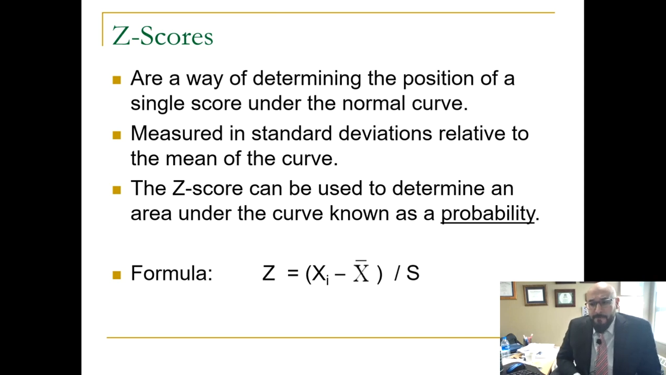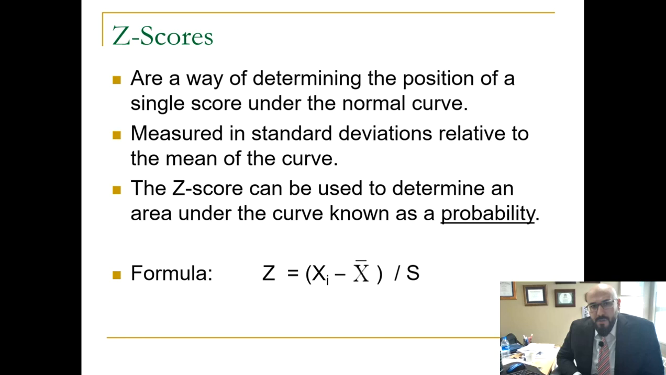You could say, I served this customer within 4 minutes and 20 seconds. Is this normal? If it's normal, where is it located under the normal curve? The z-score will help us determine the position of the single score under the normal curve, measured in standard deviations related to the mean of the curve. So we use the mean, which, as we know, is in the center of the normal curve. We need to determine whether the point is on the right side of the mean or the left side, or where exactly it is located.